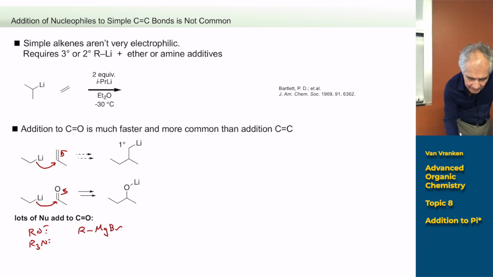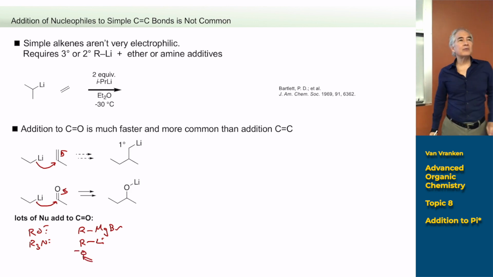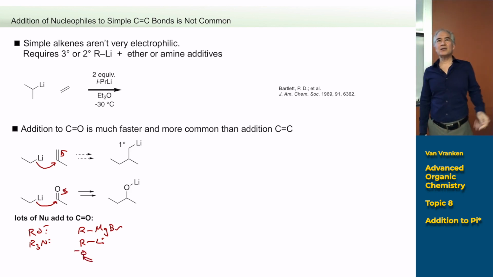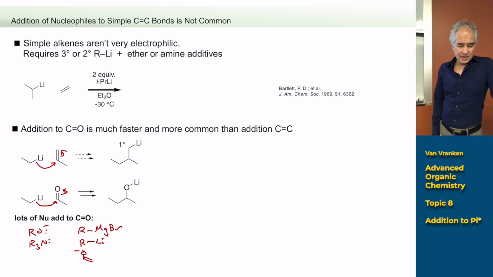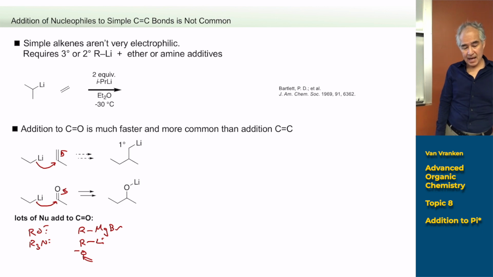That carbon-magnesium bond. Of course, alkyllithiums can add to carbonyls. Enolates can add to carbonyls. Enamines can. We're going to see all kinds of nucleophiles adding to carbonyl groups. But what's wrong with this alkyllithium thing? You can actually get some alkyllithiums to add to some double bonds.